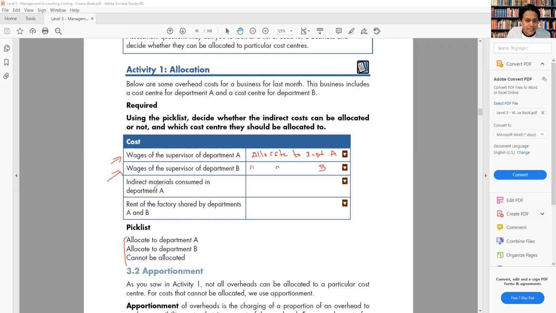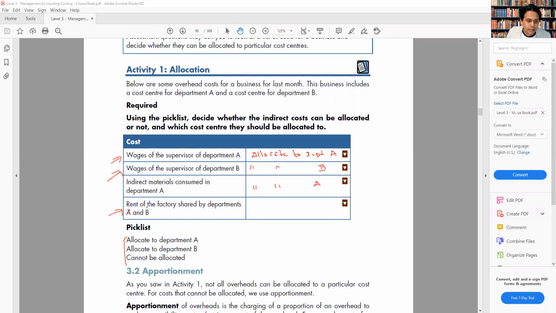The next one we have: indirect material consumed in department A. What will be the answer? Allocate to A, allocate to B, or cannot be allocated? So he said allocate to A because the question tells me this cost belongs to the department A. So we said okay, allocate to department A.